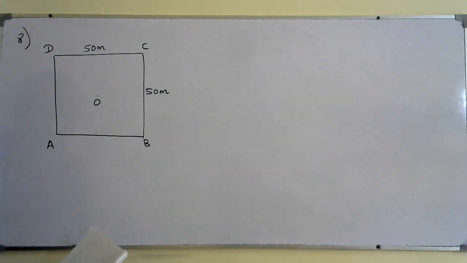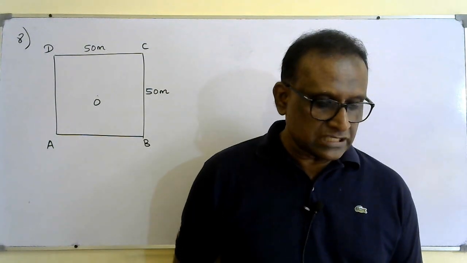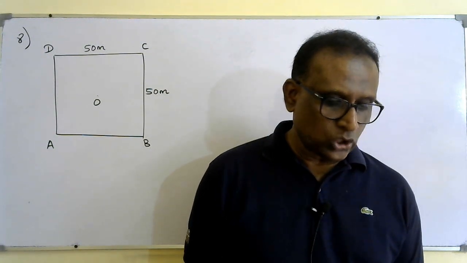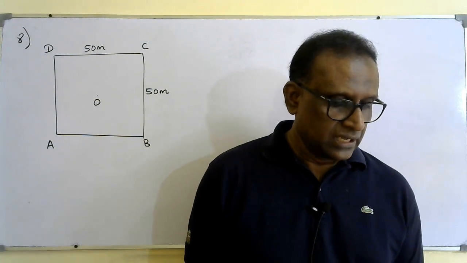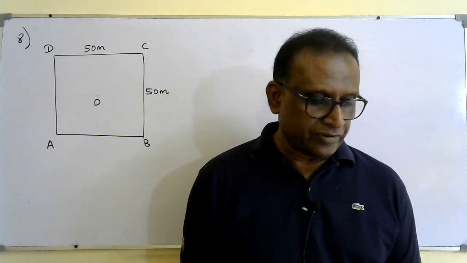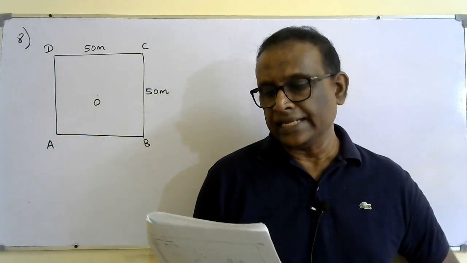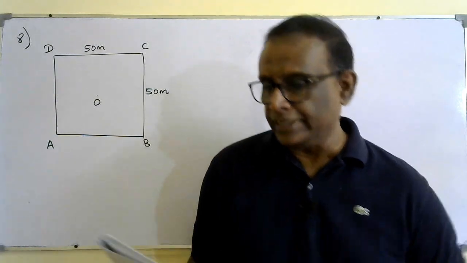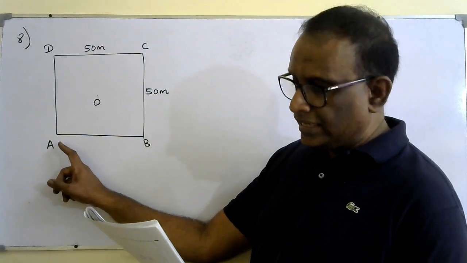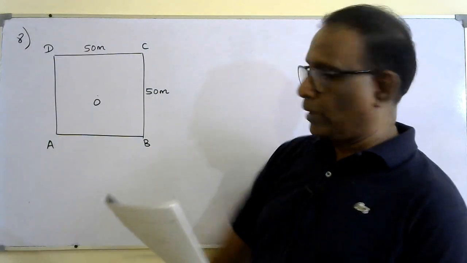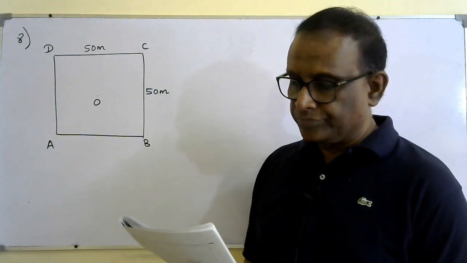Okay, question 8. This diagram is given, it's on vectors. A square floor space ABCD with center O is modeled as a flat horizontal surface measuring 50 meters by 50 meters, as shown in figure 5. The horizontal unit vectors i and j are in the direction of AB, that is A to B, positive i, and A to D, that is positive j. So that means this way minus i, this way minus j.